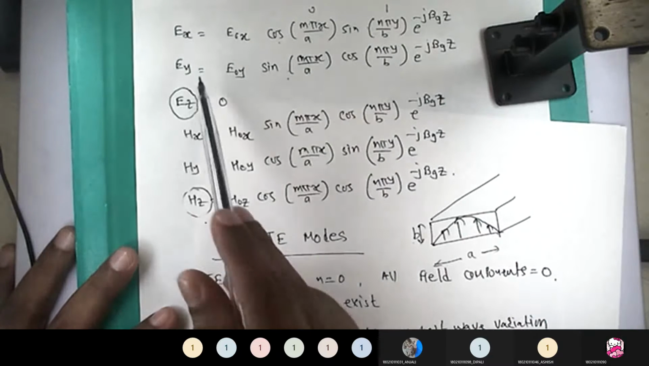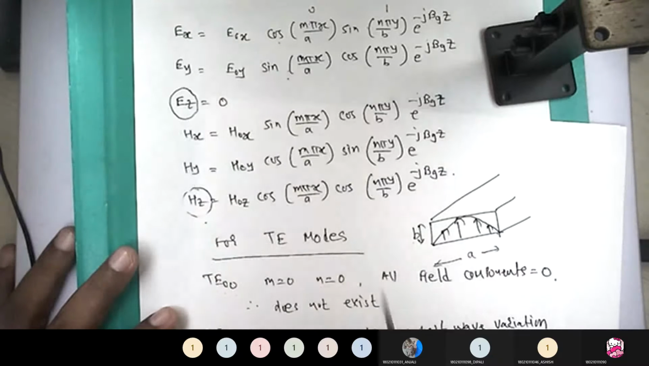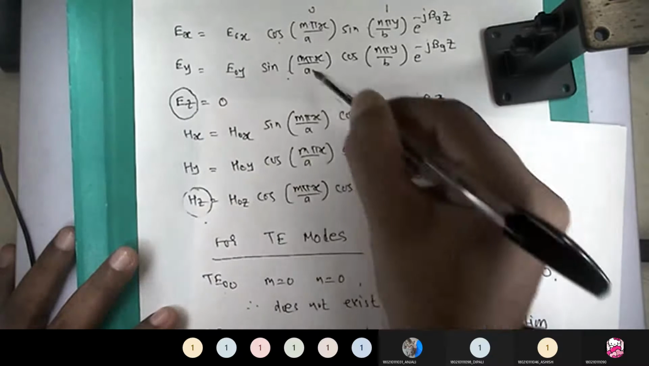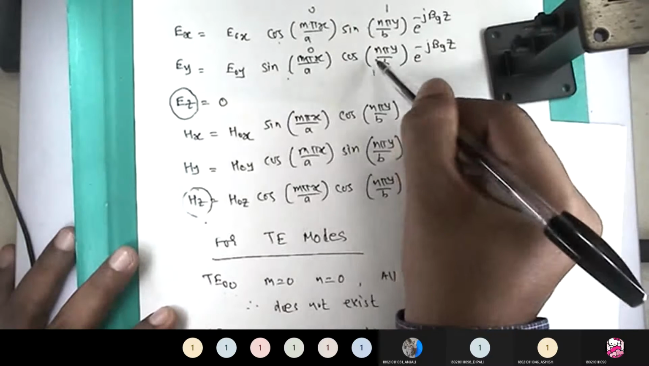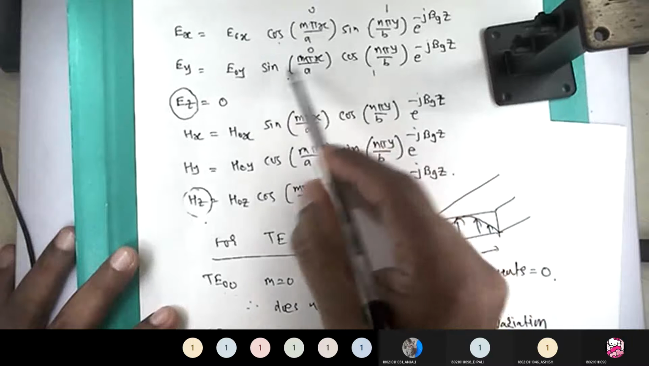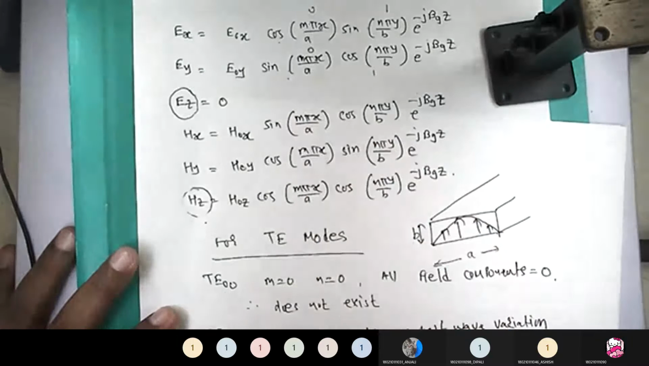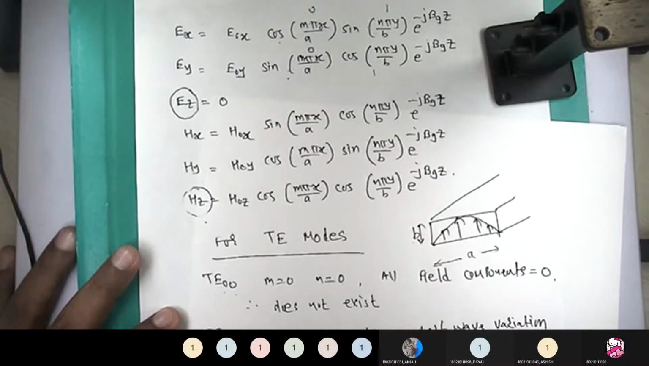Same way, let us see the Ey. So here in this case Ey, once again I have to put m equal to 0 and n equal to 1. So here if I put this, I will get sin 0, which is 0. So it is very obvious that the Ey component does not exist here. So this way Ex can exist, Ey doesn't exist.